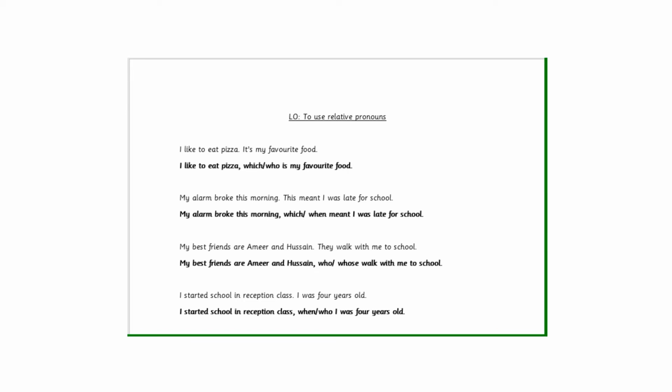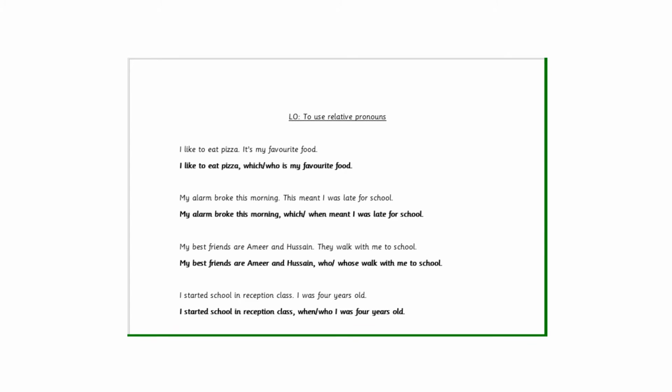So we've talked about how it can't be a relative clause unless it's got that relative pronoun. So relative pronouns are words like which, who, that, whose. So today we're going to be trying to have a look at using those relative pronouns rather than repeating the subject of the sentence. So if we have a look at a few examples, and then I'll tell you exactly what you're going to be doing on this sheet.